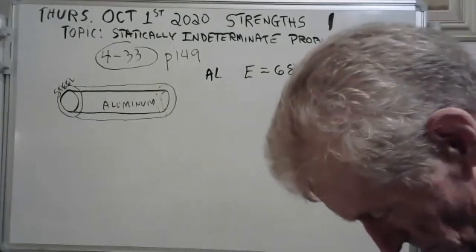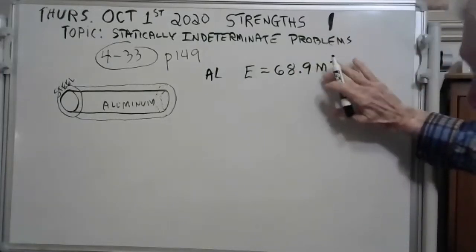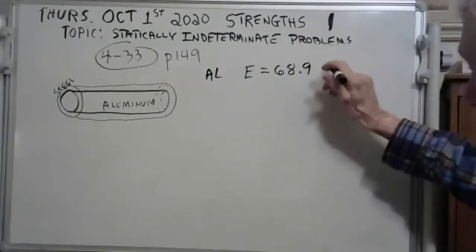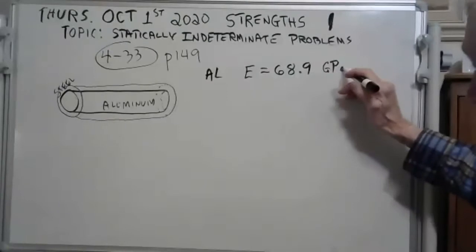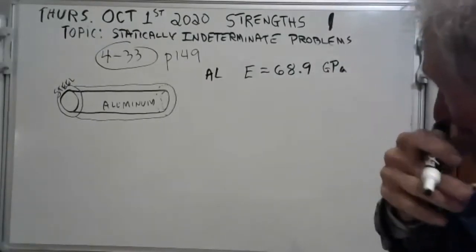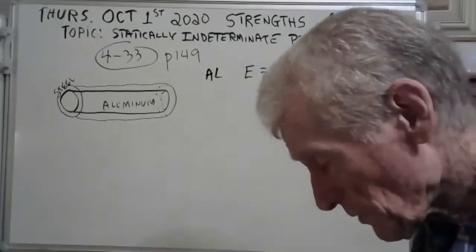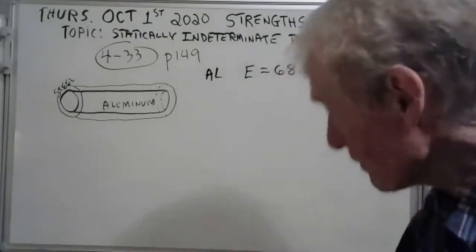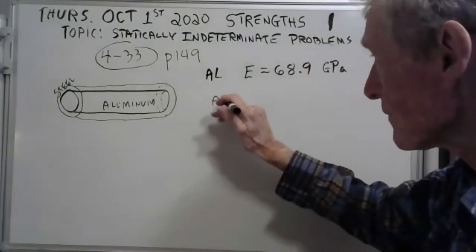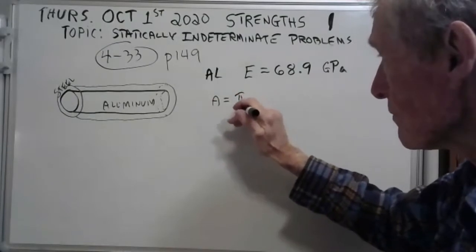Is that right? No, it's gigapascals. That's wrong. All right, I did that. While we're at it, let's get the area of the aluminum. Now, the area would be pi over 4.